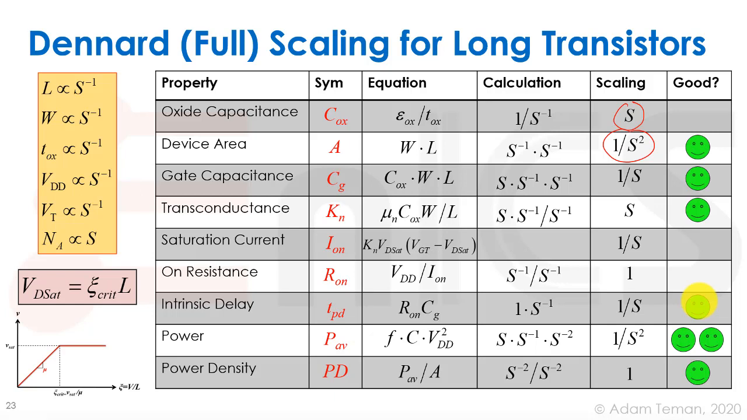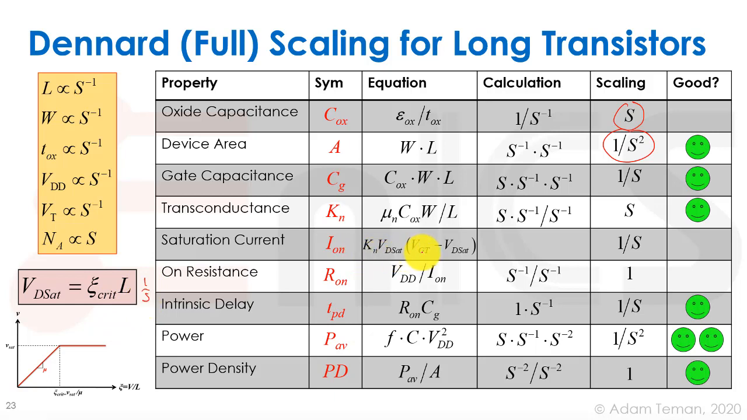So for short channel, we actually saw that we have this model of the velocity saturation where VD sat equals the critical field, which is basically constant over processes, times L. L scales to 1 over S, so VD sat also scales to 1 over S. And then we change our saturation current now.